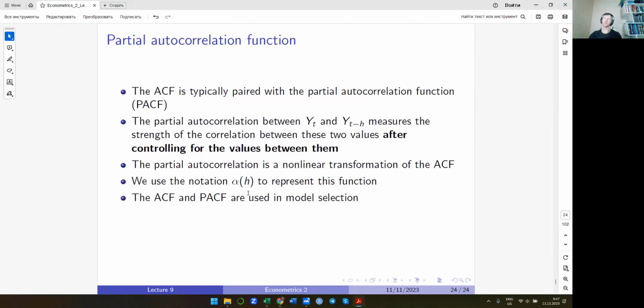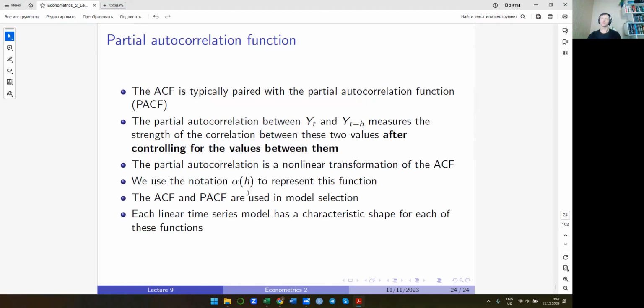These two functions are very important in model selection, when we select which model is the most appropriate for working with the observational data. Each linear time series that we are going to talk about in the next lecture has a characteristic shape for each of these functions, and we will be talking about this in the next lecture.